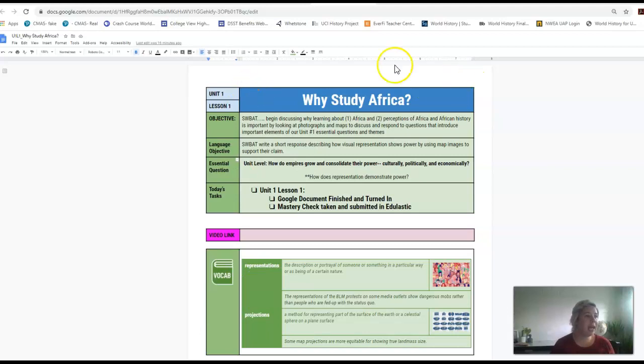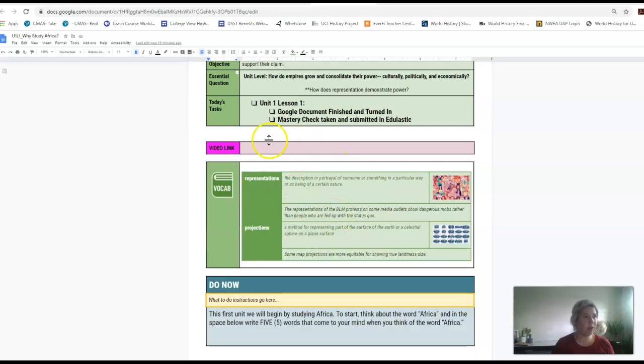Today, remember the tasks that you need to complete for the day. You need to finish and turn in this document, and you need to make sure that you are taking your mastery check in Edulastic. I'll give more instructions on that in the last video. But you can always find video links to the section that we're in these pink boxes. You can just click it and I'll guide you through.